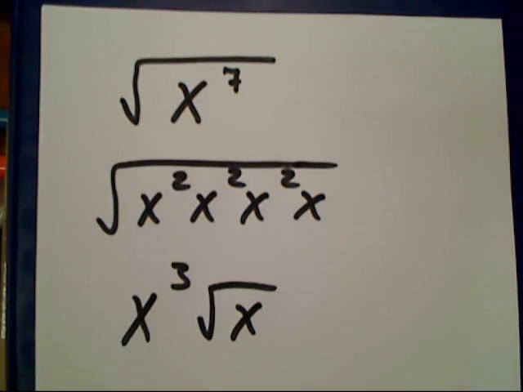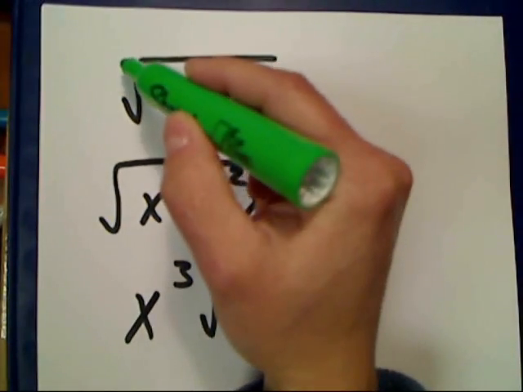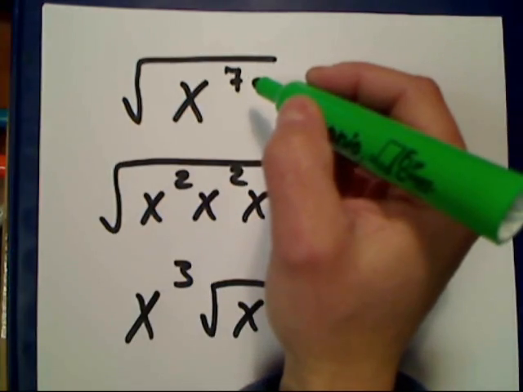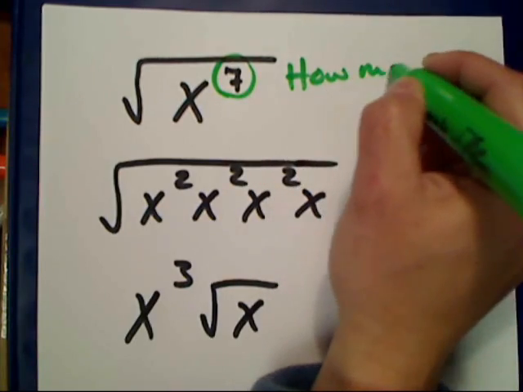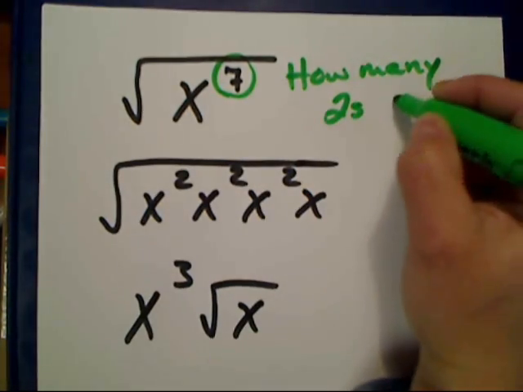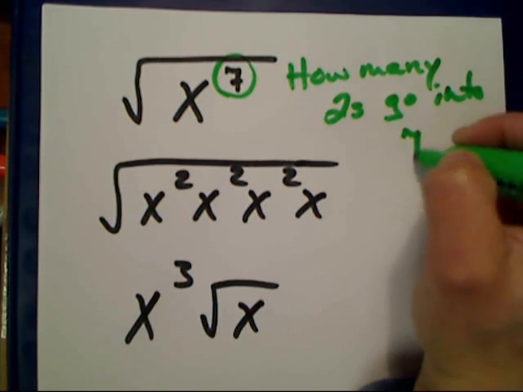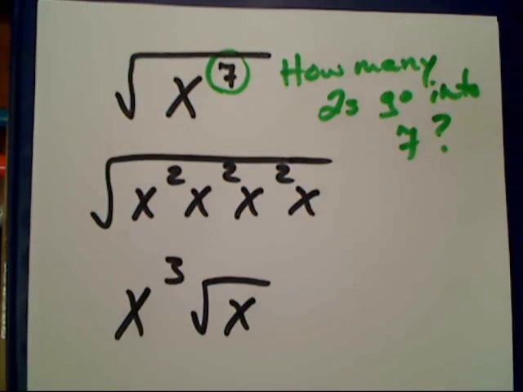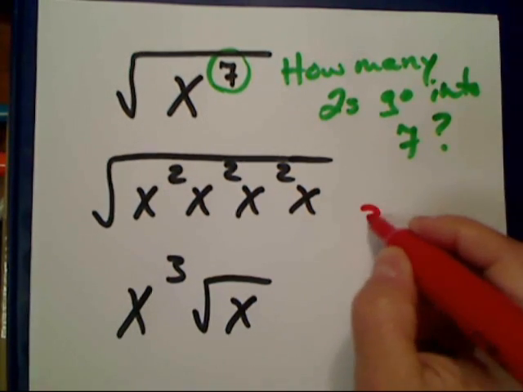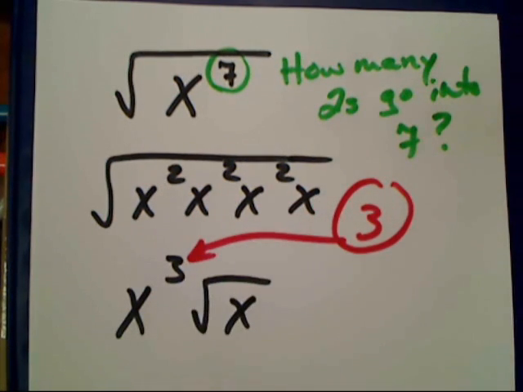This is the shortcut. When you have a variable raised to an exponent, because this is a square root, we're looking for pairs. I want to know how many pairs, or how many 2's, go into 7. There are three pairs that go into 7. That's the exponent on the x that's outside the radical. Now there's still 1 left over because 7's an odd number. So the remainder goes underneath.